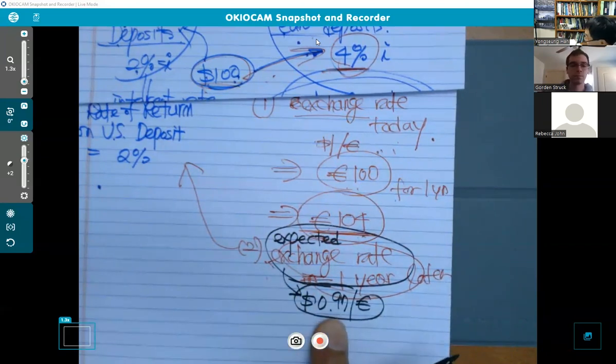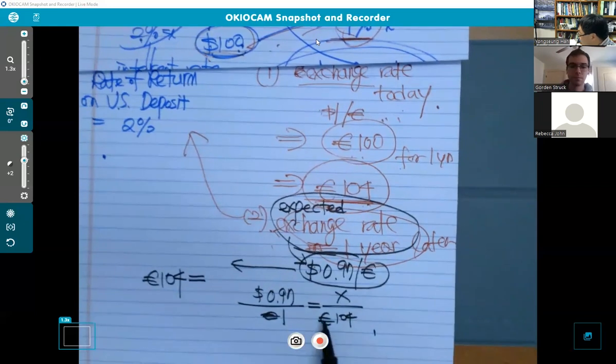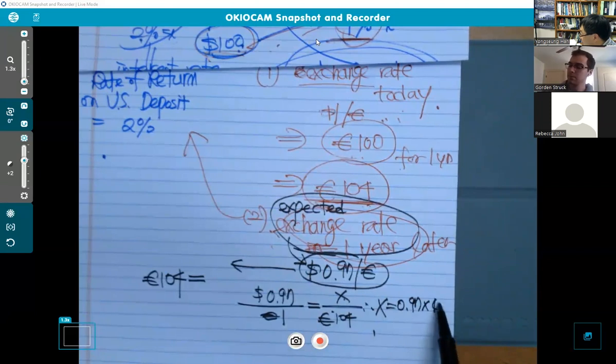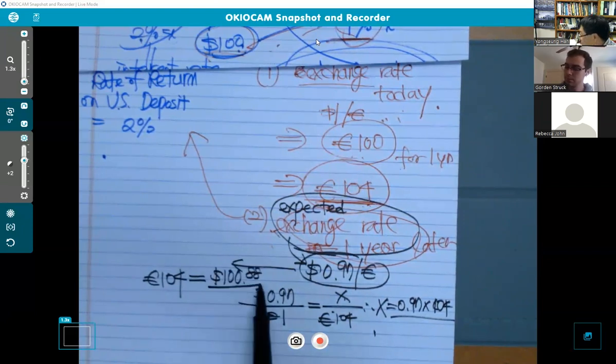Then under this exchange rate, 104 euros becomes what? How much is this going to be? How do you find out this? As I said, 0.97 US dollar per 1 euro. So we get X. So X is what? 0.97 times 104. Then we get, this is the same as what? 100.88 dollars.